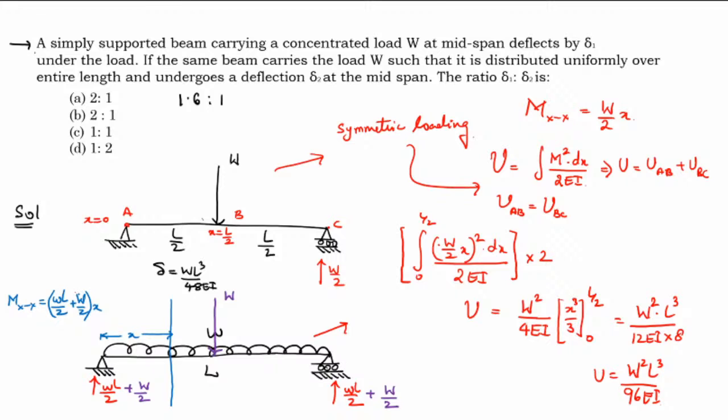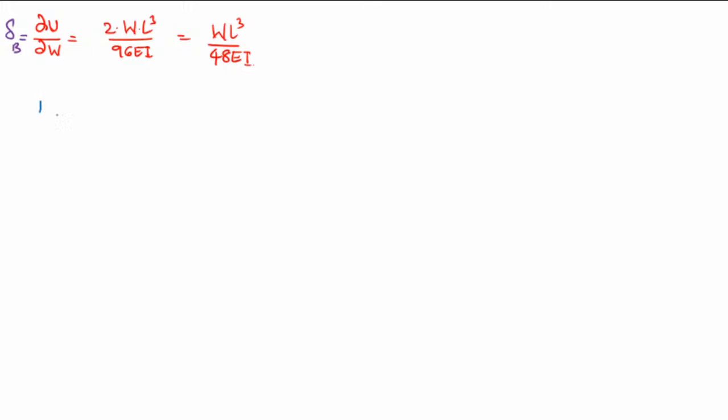Okay, so that is the reaction R_A times x, and the bending moment due to this UDL will be small w x square by 2. So now what I can do is, M is equal to wL by 2 times x minus w x square by 2. This will be the bending moment equation.